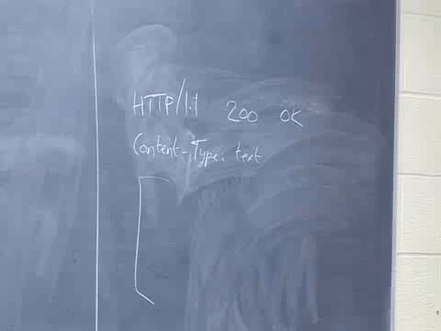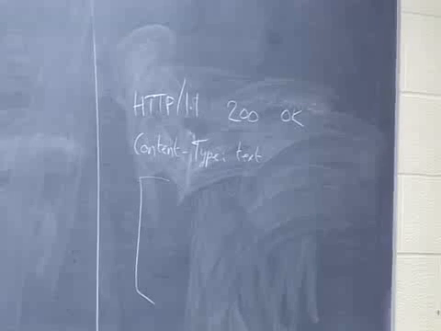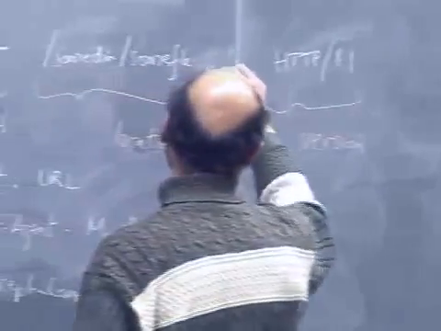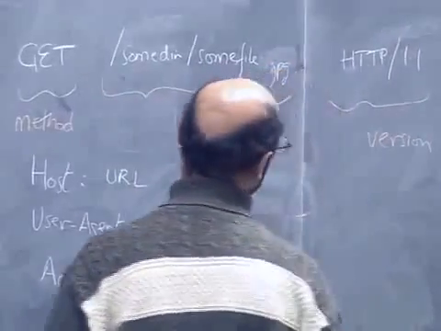What if there's an image? Then instead of some file.html, you say GET some directory / some file.jpg, a JPEG. That would be an image, and it would come back with the content type being image.